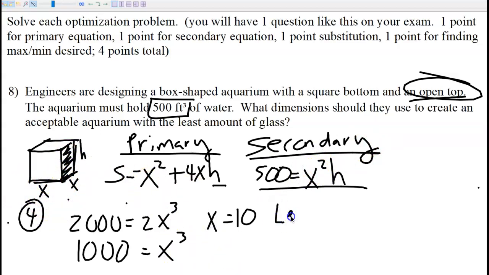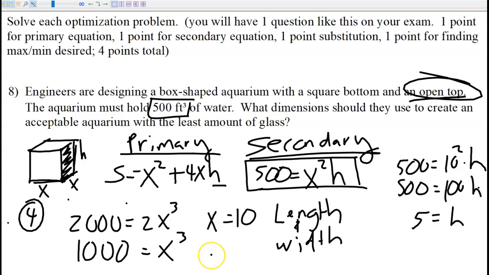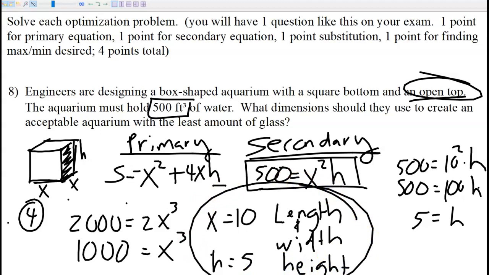So we have the length. We also have the width. They're both 10. But we need to find the height. So to do that, I would say come on back to your secondary equation, plug in the number that you know, and solve for the one that you don't. So 10 squared is 100, and divide both sides by 100 and you get 5. And so my height is 5. And there's my final answer.